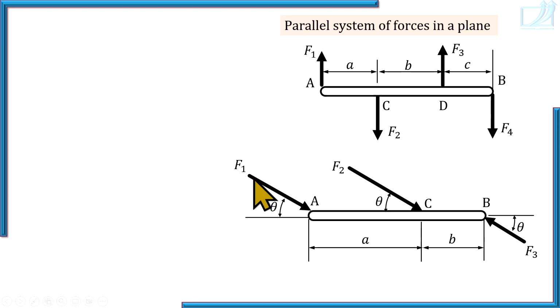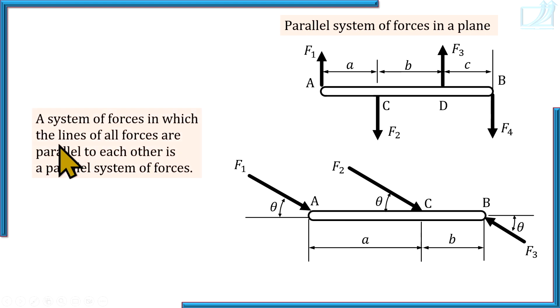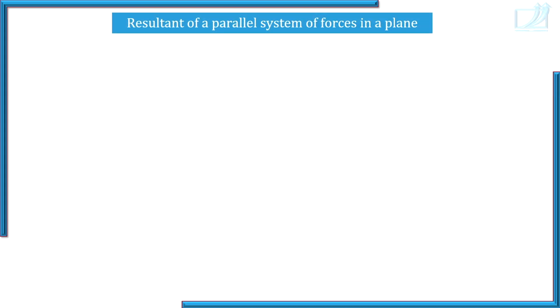Here for F1, if you consider this direction as negative, then it is minus F1, minus F2 and plus F3. This is how you can add the three forces. A system of forces in which the lines of all forces are parallel to each other is a parallel system of forces. So let's study how to find the resultant of a parallel system of forces.